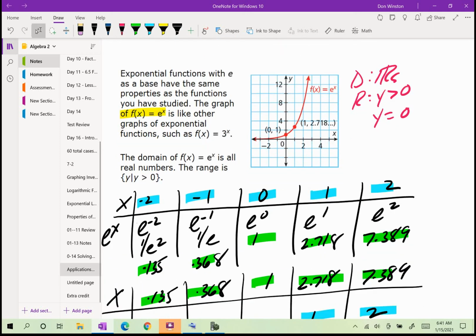Here I completed a table for e raised to the x. I chose values from -2 to 2. So e raised to the negative 2 is 1 over e squared, and that's equal to 0.135.